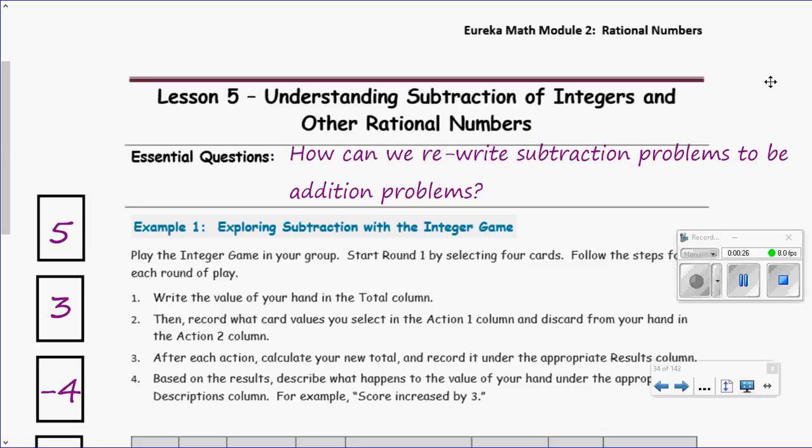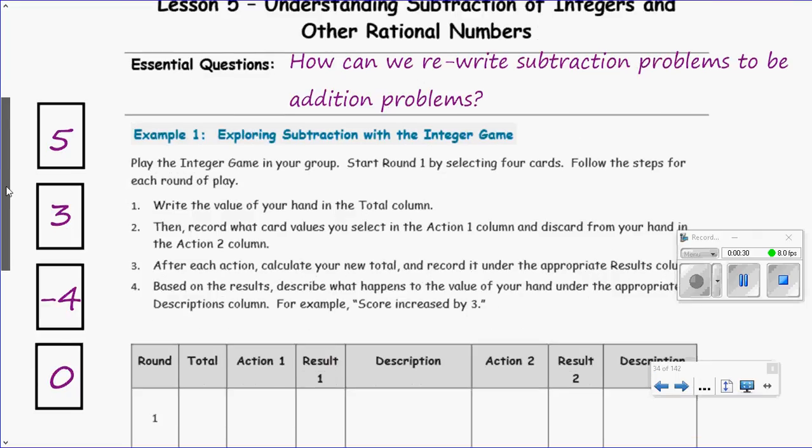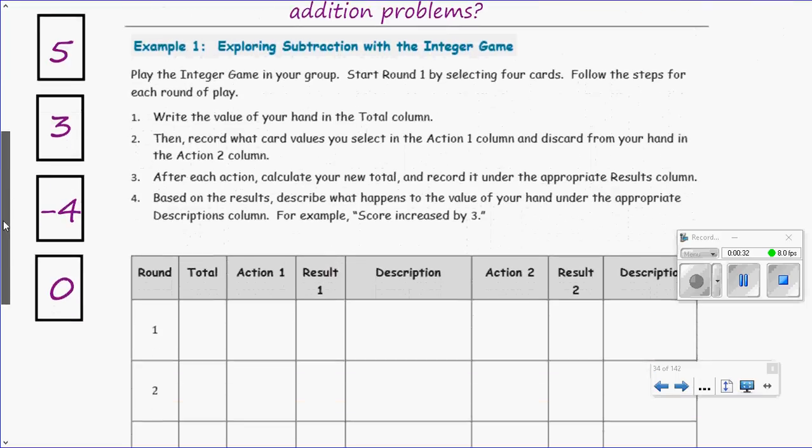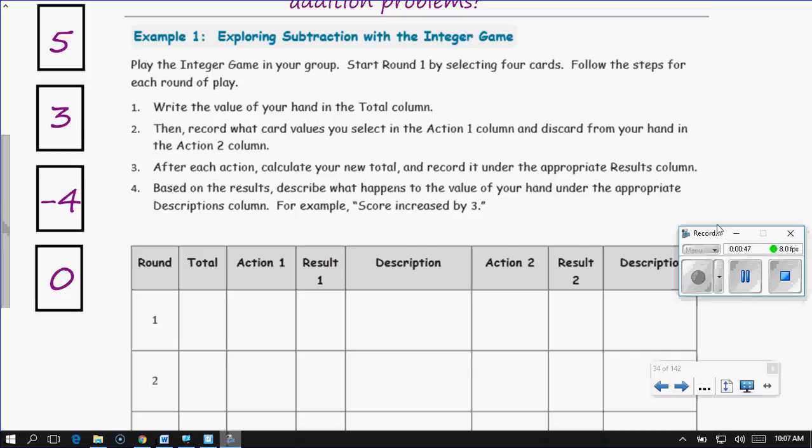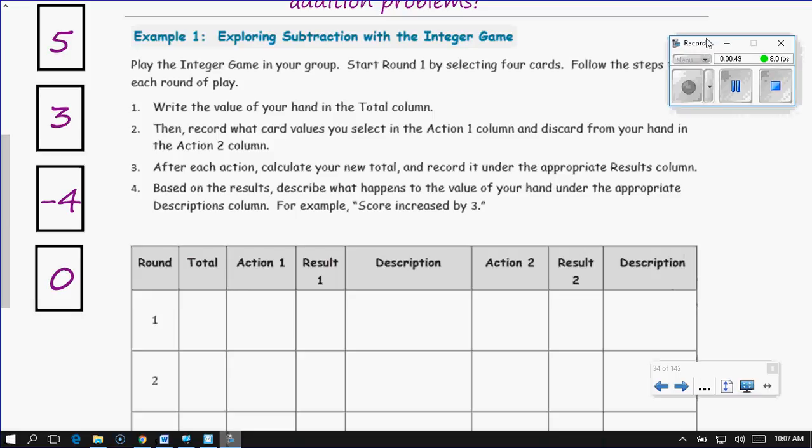In order to understand why or how we can rewrite subtraction problems, we're going to simulate a little activity here using our integer game cards that we've been using. By filling out this chart, we're going to see patterns. We're going to look for patterns as to what happens when we pick up or discard a positive or a negative. Instead of everyone randomly selecting cards, I came up with the ones I want you to use so that we can see how our score changes.